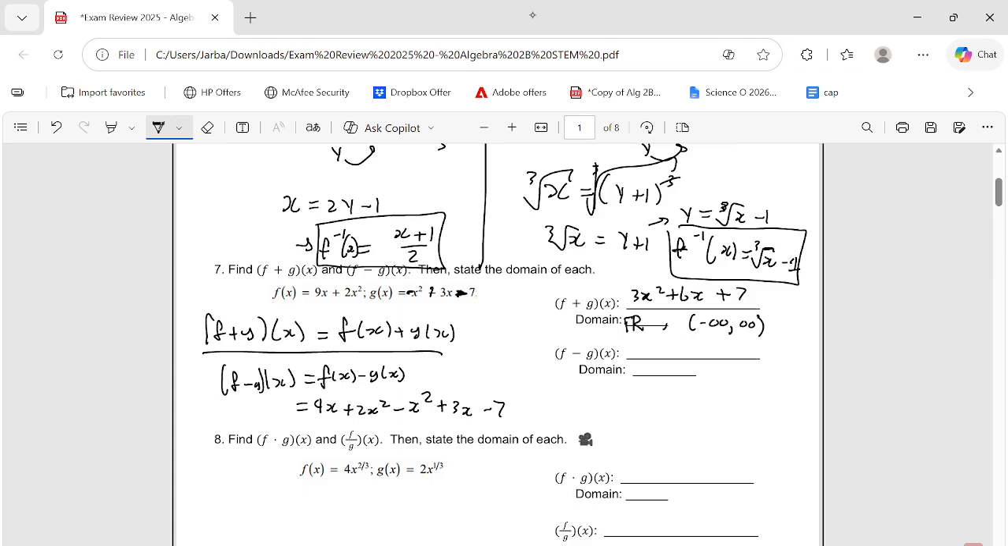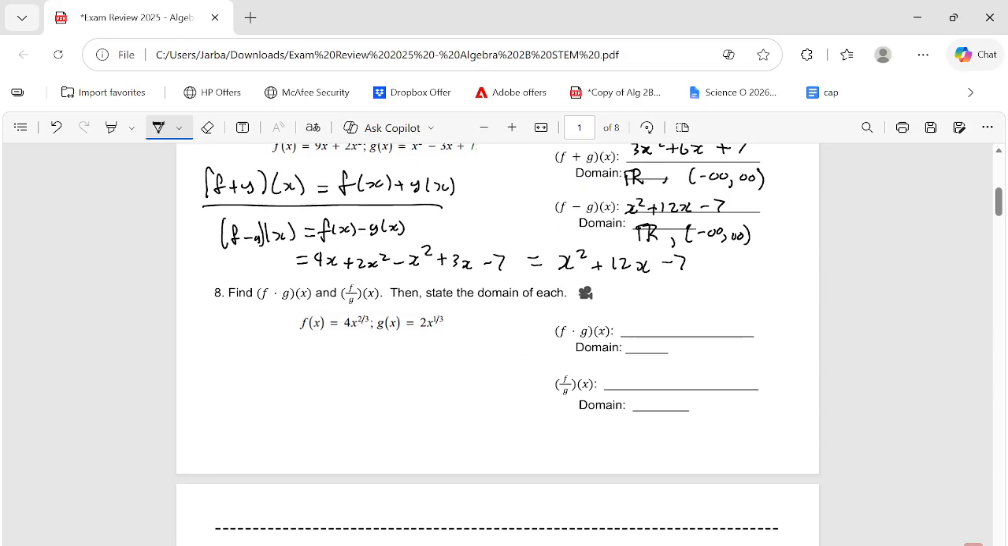And if we evaluate that, we combine our x squareds, we get x squared. We combine our x's, we get plus 12x minus 7. So I get x squared plus 12x minus 7. And again, that's just a polynomial. So our domain is all real numbers, or negative infinity to infinity.